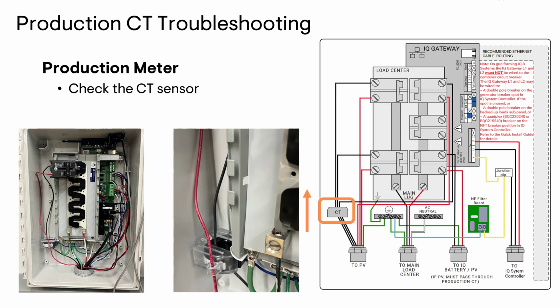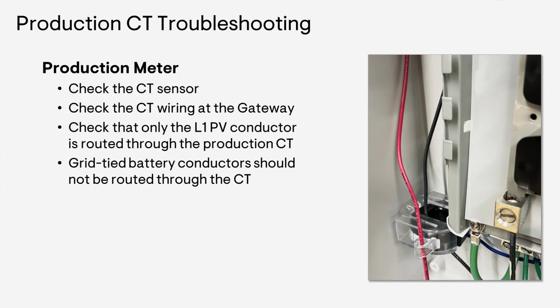Check that only the line 1 conductors from each of the PV circuits are routed through the CT. For example, if you have 4 branch circuits of PV, there's going to be 4 line 1 conductors going through that CT. It's also important to note that if your system is utilizing a grid-tied battery, and the battery breaker is landed in the same box as your PV, the line 1 conductor from your storage circuit will not be routed through that CT. Verify that it's outside of the production CT.